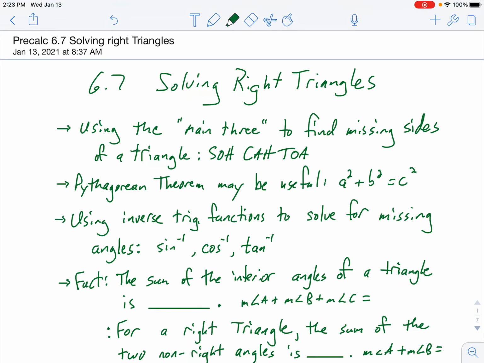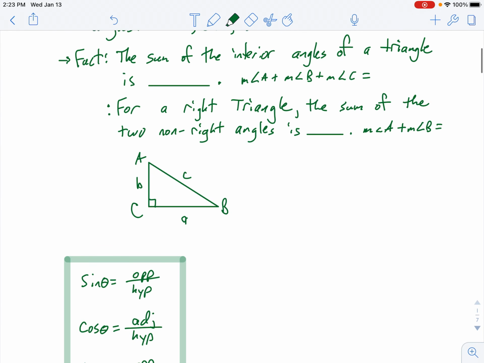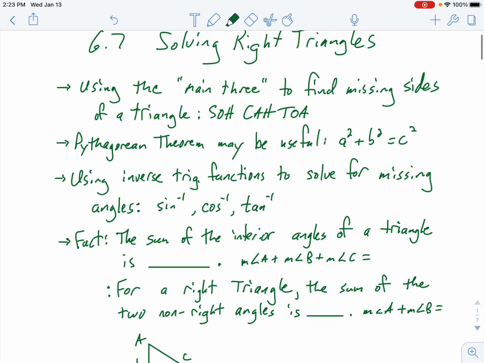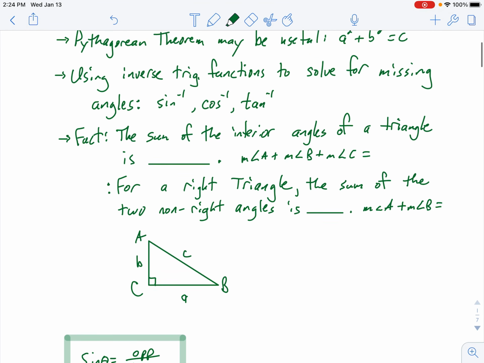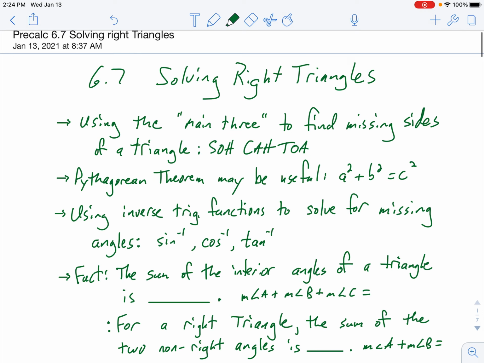Hello everybody. So we're starting lesson 6.7 as we're going through trigonometry. Today the main focus is solving right triangles. There are a lot of notes here, but once we get going, you may not need to flip up here for anything, or maybe just once in a while. So let's talk about this.